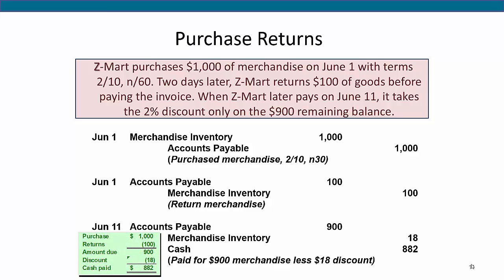When Zmart later pays the net invoice on June 11th, it takes a 2% discount only on the $900 remaining in the balance. And again, this is an important point that students forget sometimes. When goods are returned, a buyer can take the purchase discount on only the remaining balance of the invoice. Here, the resulting discount is $18, or 2% times $900, and the cash payment is $882, or $900 minus the $18 discount. My point is also true with allowances. Sellers will not allow you to take a discount on something you're not paying for.